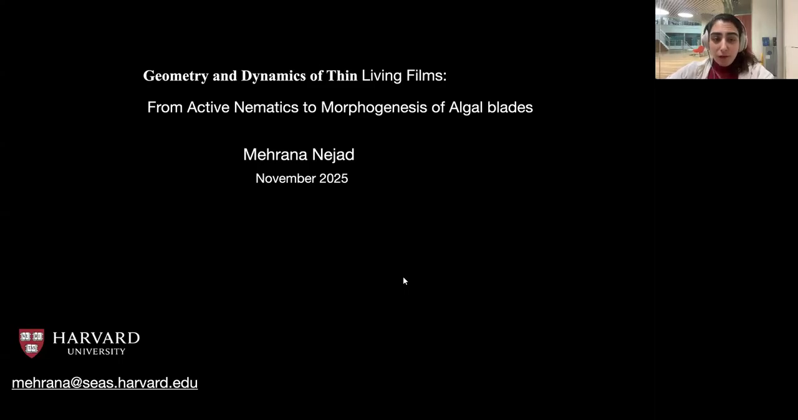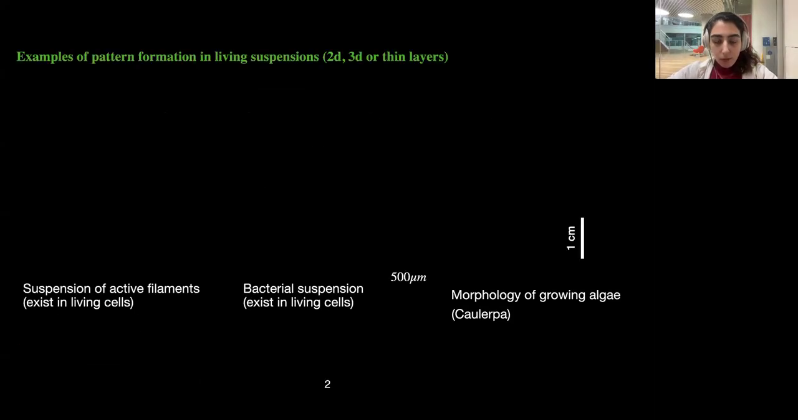I'm going to talk about my recent research on shape and geometry of living systems, in particular thin living layers. These are suspensions, and I will show two examples. The first one is thin active nematic layers, and the second one is a seaweed which deforms and changes shape as it grows.